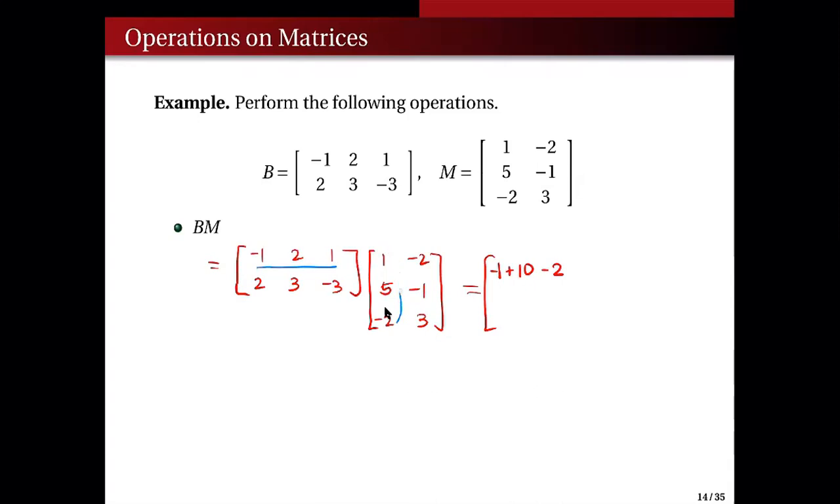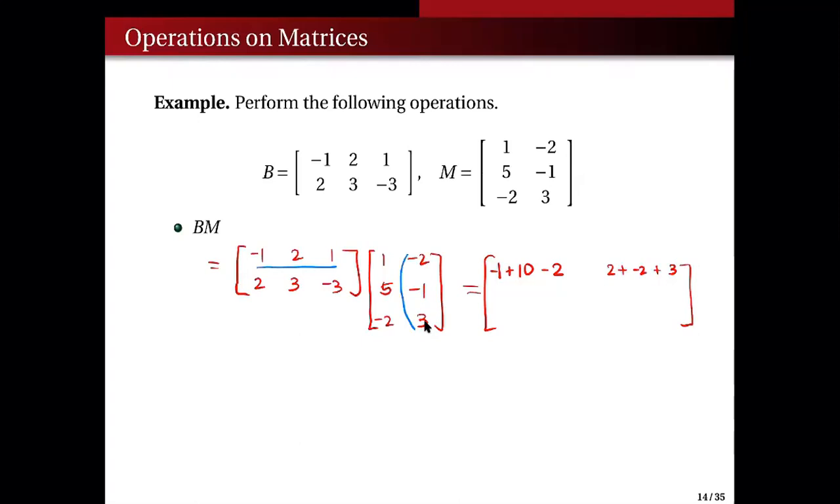Let's look at first row, second column. So this guy now. First row, second column, so it should be on the first row, second column entry. So negative 1 times negative 2, that's positive 2. Plus 2 times negative 1, that's negative 2. Plus 1 times 3, that's 3. Okay?